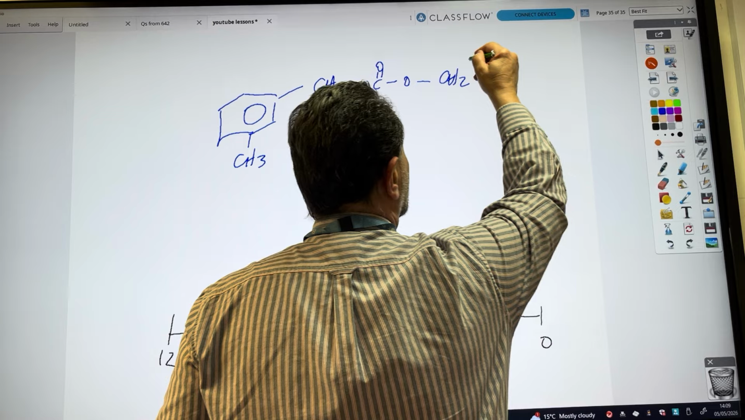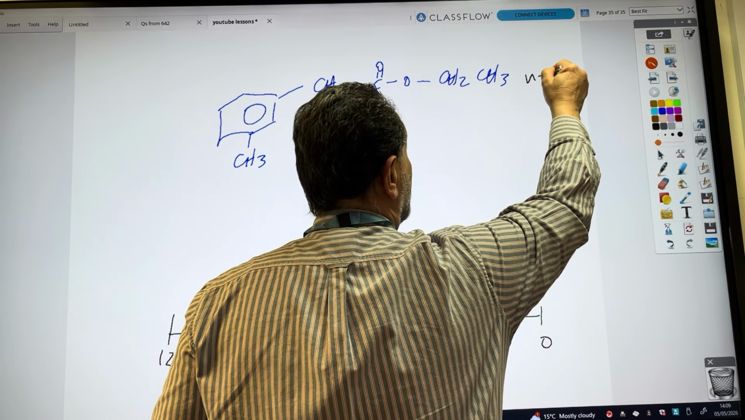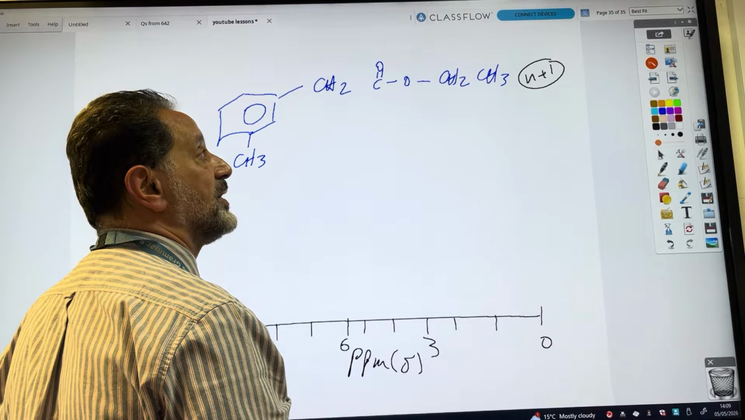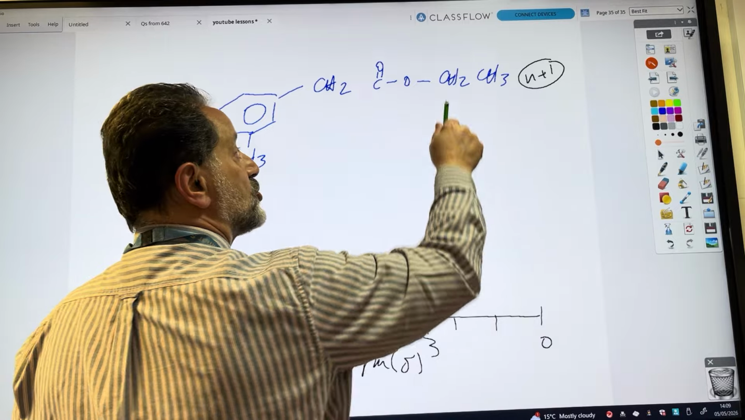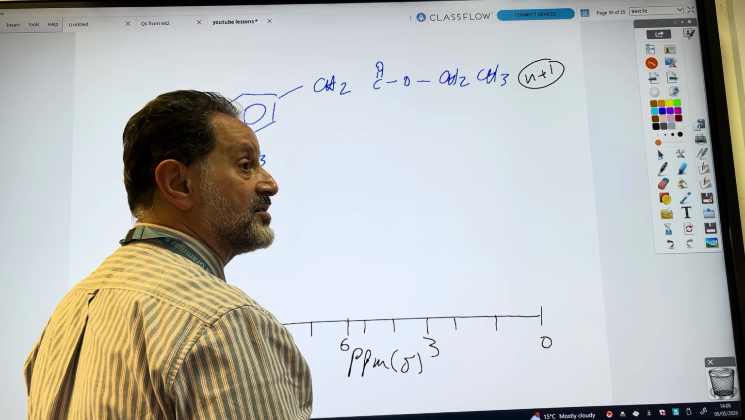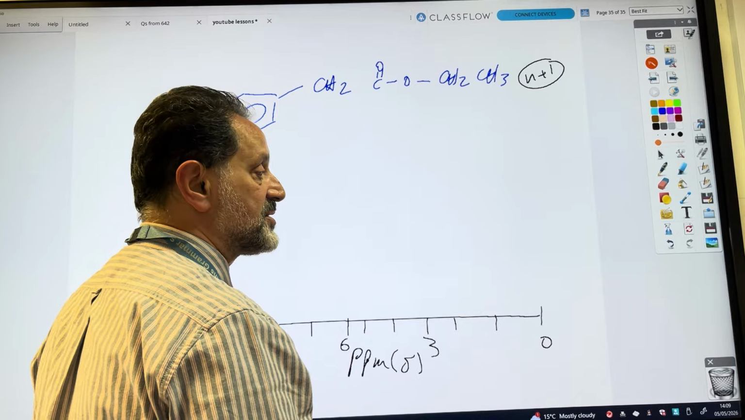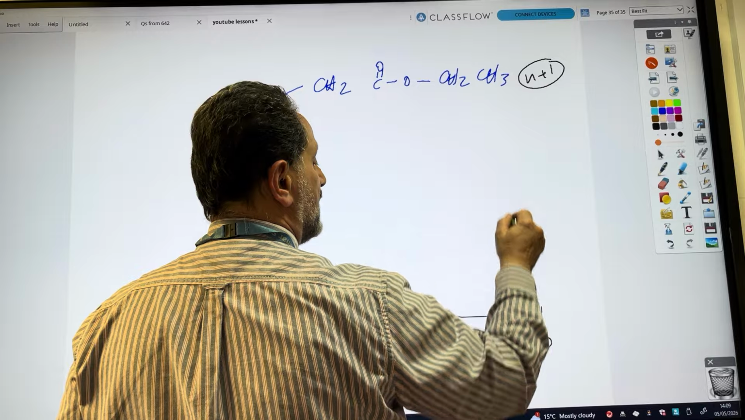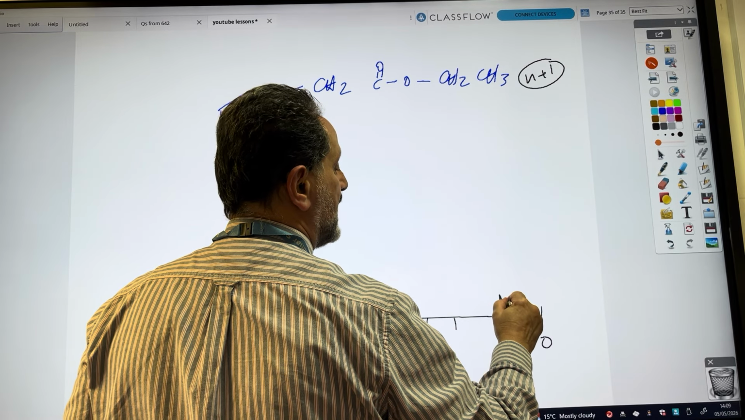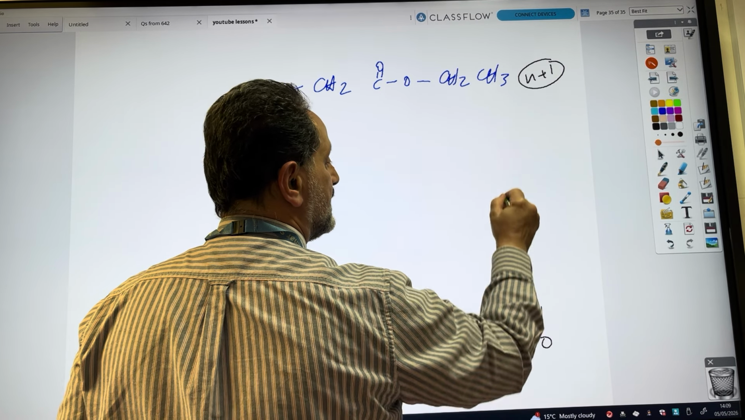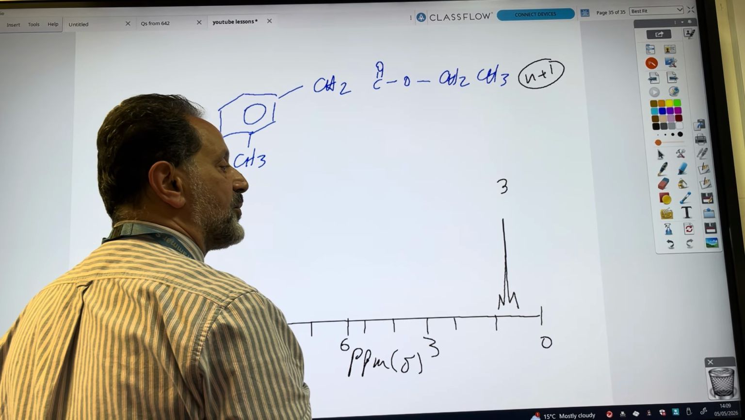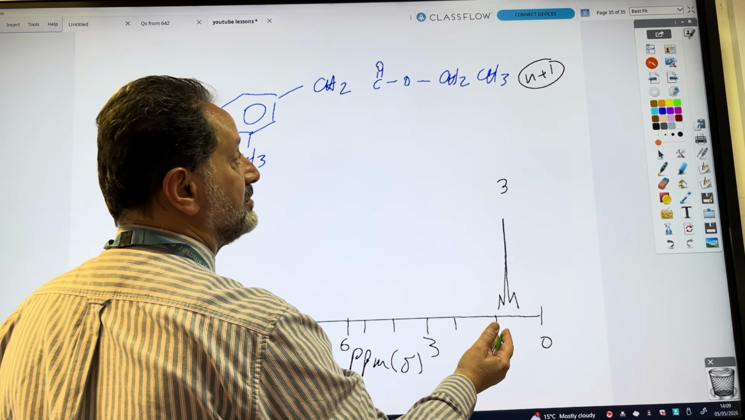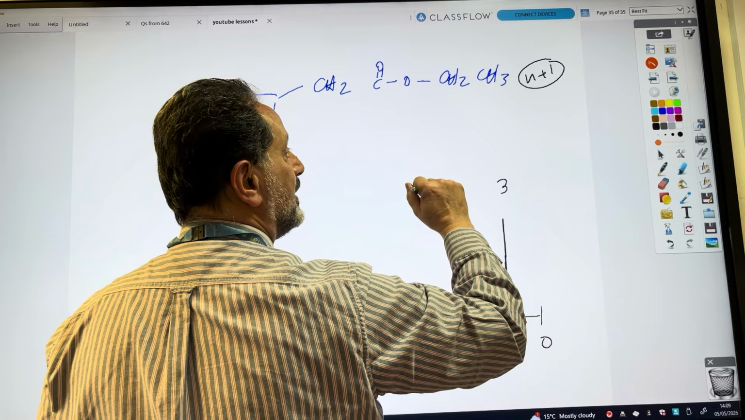If I may go back, just the n+1 rule. If your neighbor has 2 protons, you will appear as a triplet, because 2 protons generate 3 different magnetic environments. So the CH3 is going to appear here, let's put it here as a triplet. The number of protons is 3, and 0 to 2, because his neighbor is an alkyl.